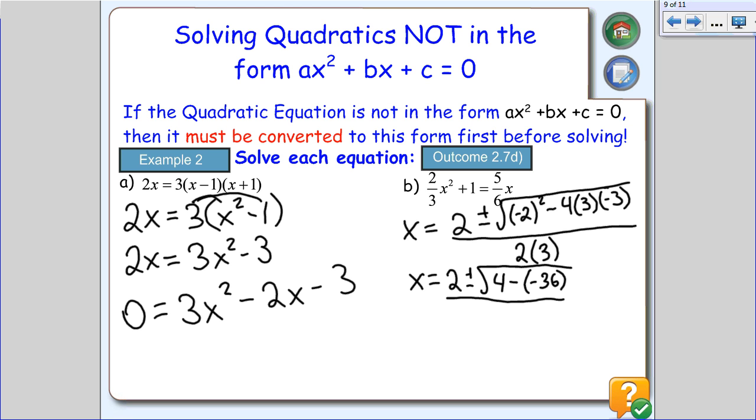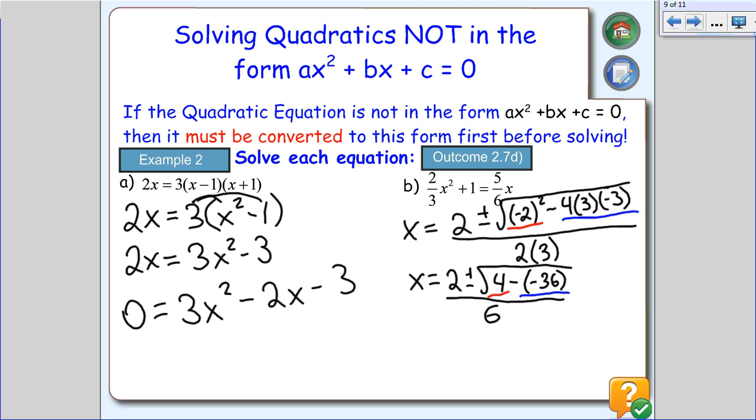I'm going to go through that step one more time because I think I lost a couple people. Negative 2 squared is positive 4. We underline things that match up with each other. 4 times 3 times negative 3 is negative 36. 6 is 2 times 3. So, not quite, yeah, we're going to have to simplify our radical.